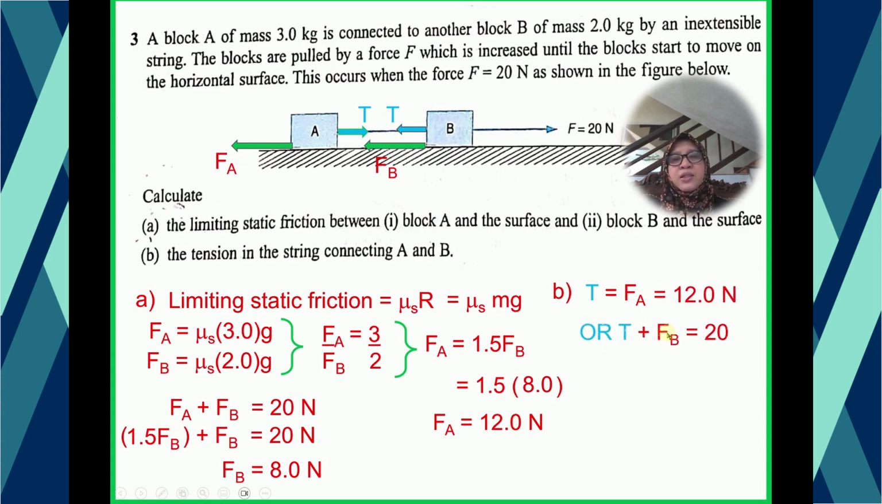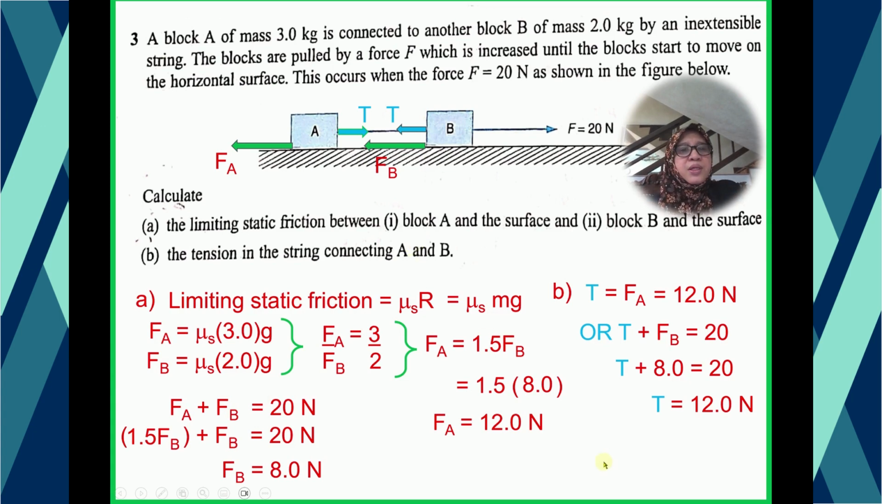Or, as another method, you can use block B. For block B, T plus Fb equals 20 Newton. So you still get the same answer. Fb is 8 Newton, so you bring it to the right side, 20 minus 8, which is 12 Newton. Which equation you choose, for block A or block B, is up to you. So you use the separate body method.